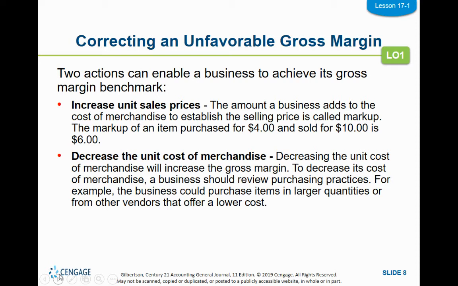And the second option is to decrease the unit cost of merchandise. When you decrease the unit cost of merchandise, you will increase the gross margin. And to do that, you basically have to look at your purchasing practices and see if you can find a way to decrease those costs. Can you buy in bulk and therefore get them at a lower price per unit? Can you find a different vendor that has a lower cost? The thing about buying in bulk is that it works if it's stuff that isn't going to go bad.